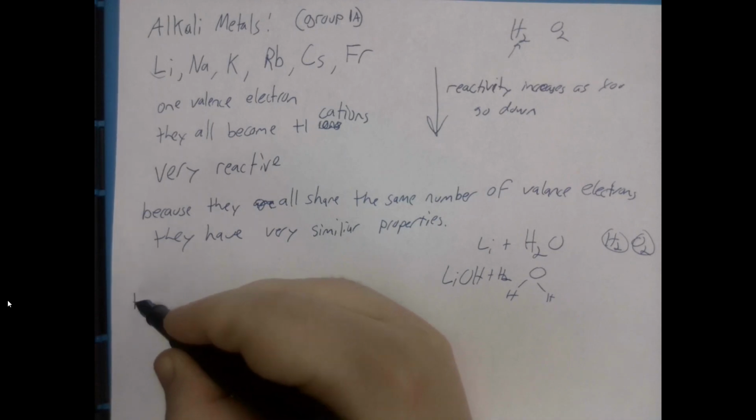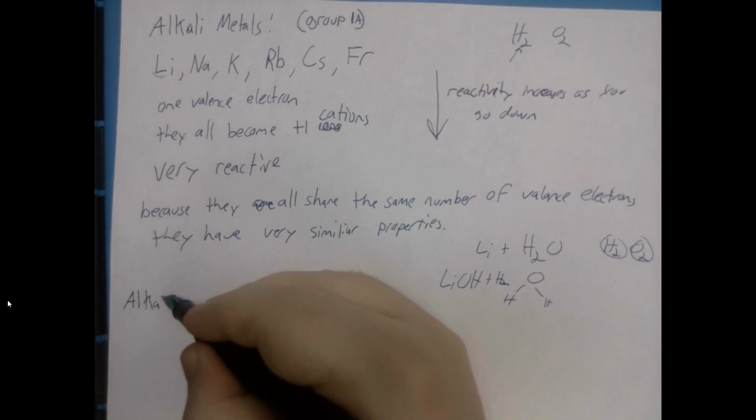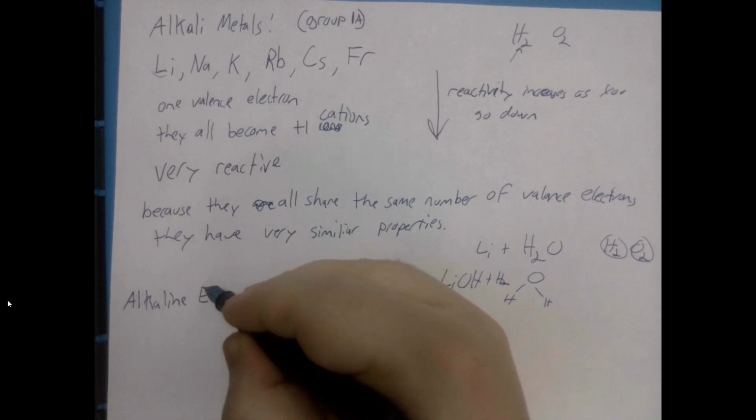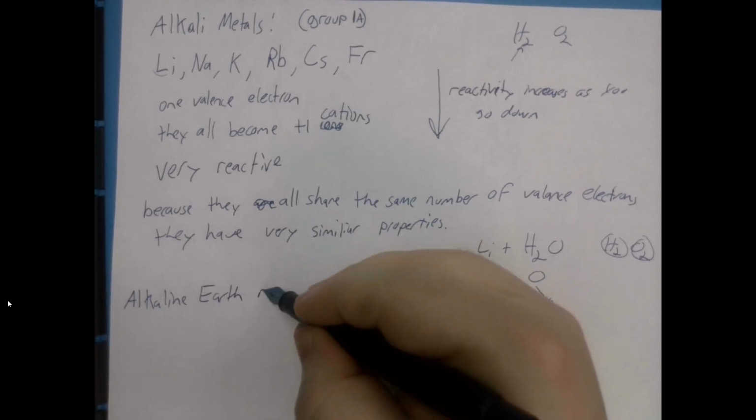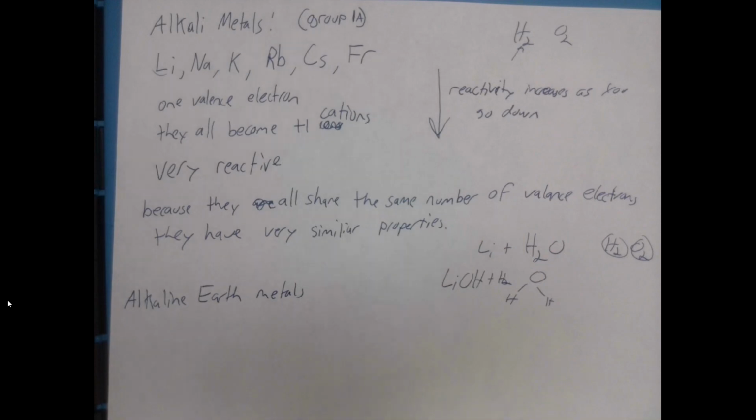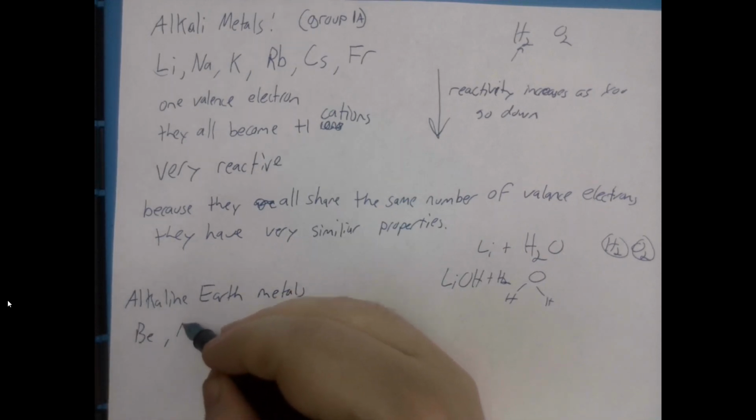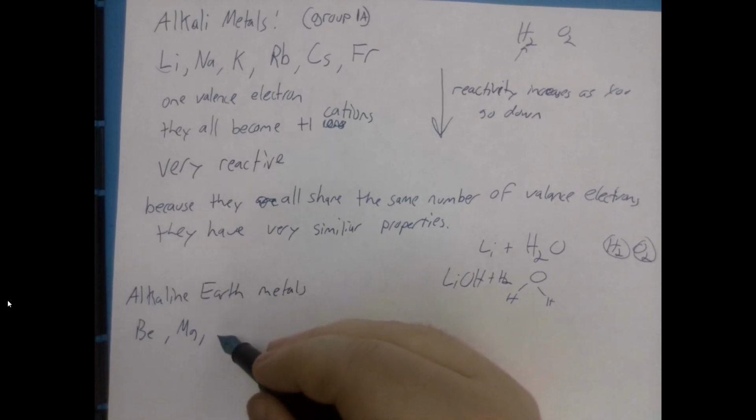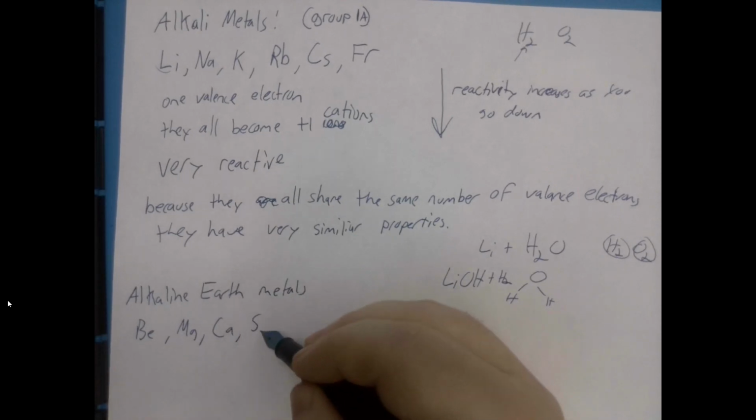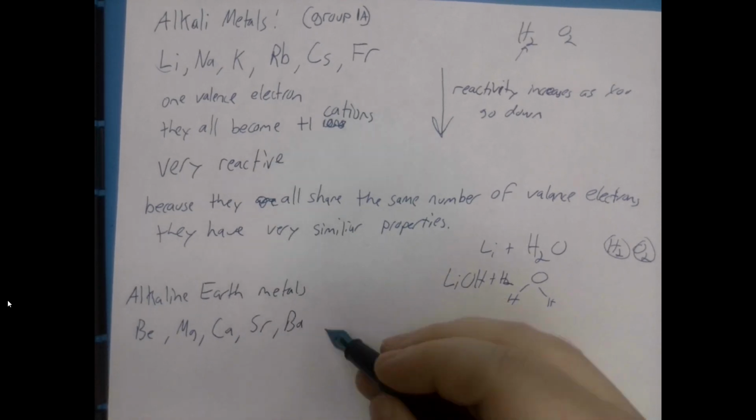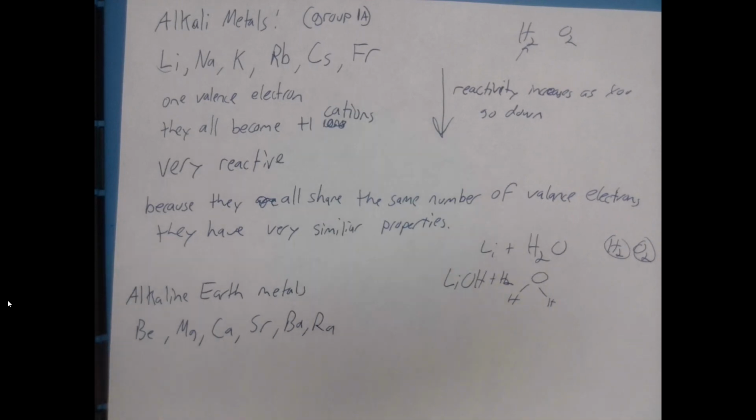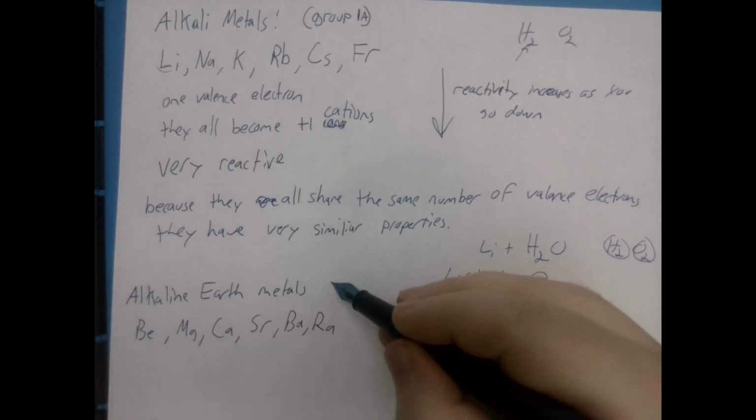Next, we have the alkaline earth metals. And this is your group 2A.